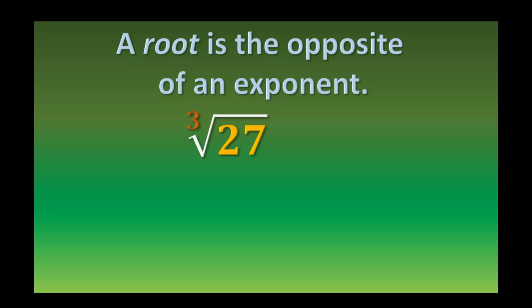What number to the third power gives us 27? In the previous slide, we said 2 times 2 times 2 is 8. Let's try 3 times 3 times 3. 3 times 3 is 9, times 3 is 27. So the number that we raise to the third power is 3 if we get the result 27. 3 times 3 times 3 is 27. Therefore, the third root of 27 is 3.